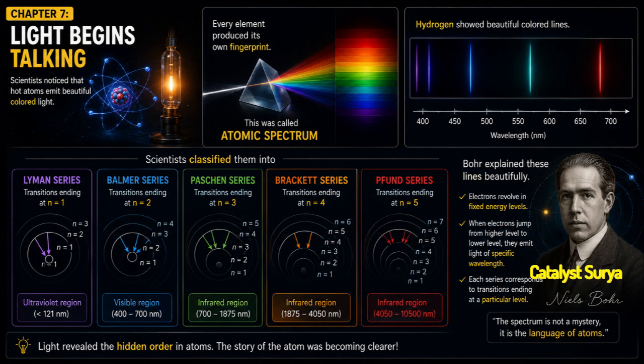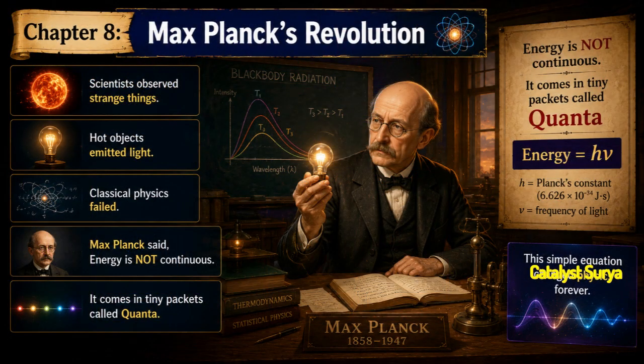But another puzzle remained. Scientists studying hot objects discovered something strange. Classical physics could not explain how they emitted light. Then Max Planck introduced a revolutionary idea. He said that energy is not emitted continuously. Instead, it comes in tiny packets called quanta. He expressed this idea using a simple equation. Energy equals Planck's constant multiplied by frequency.